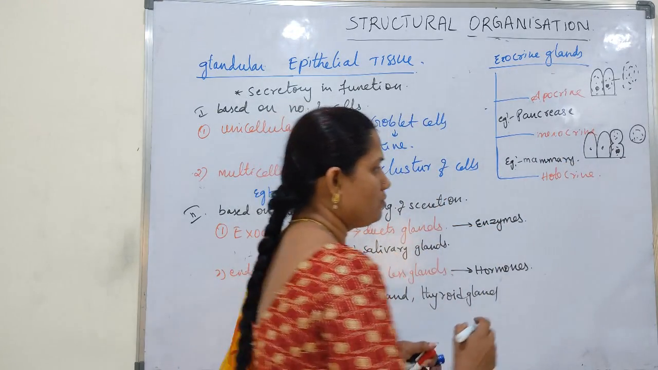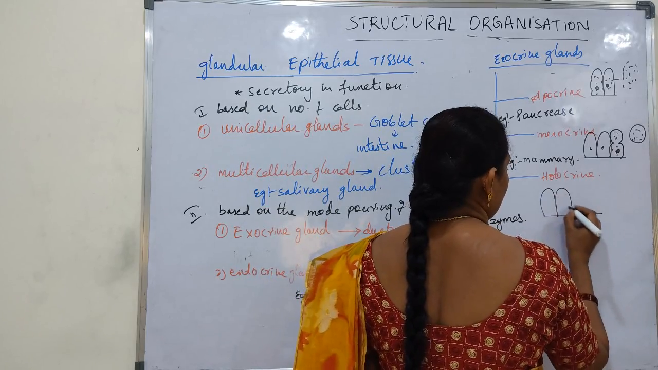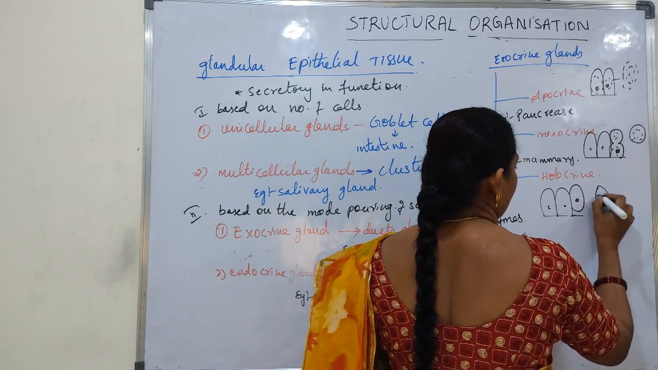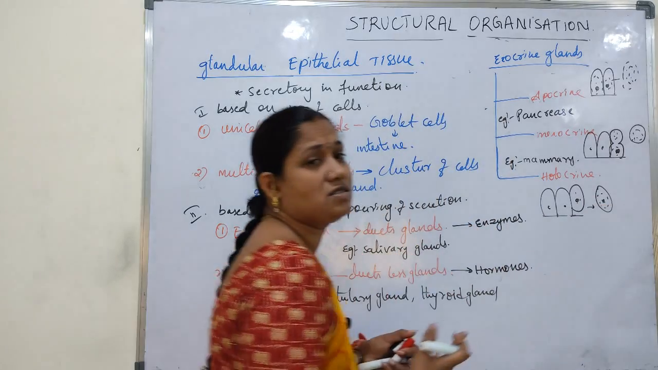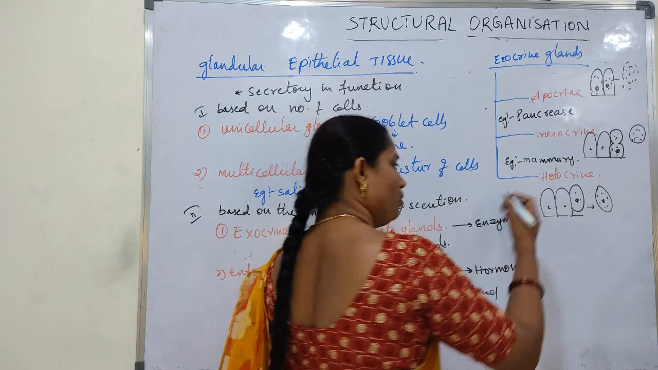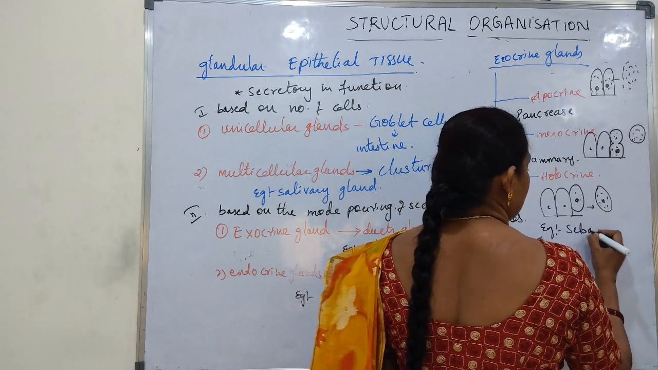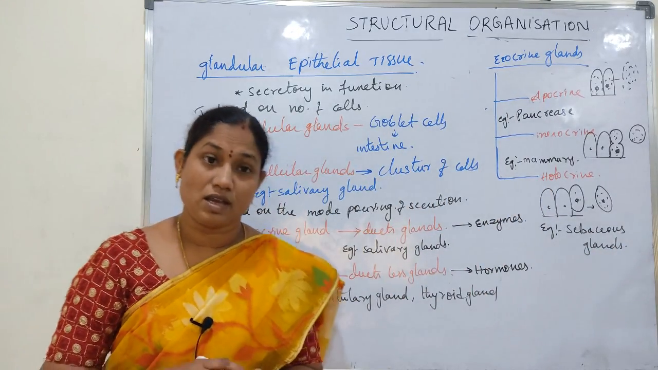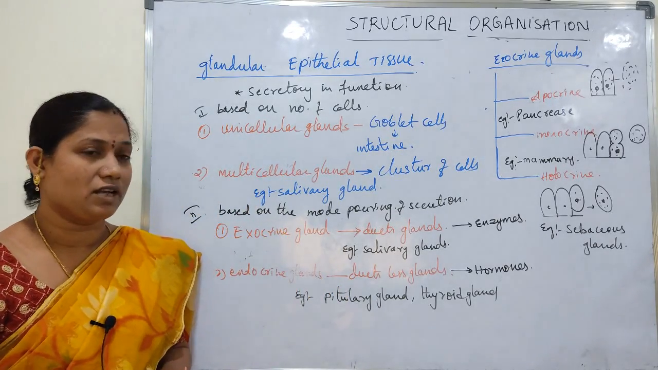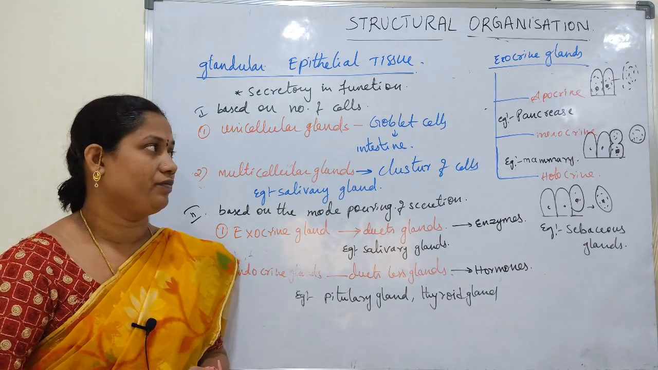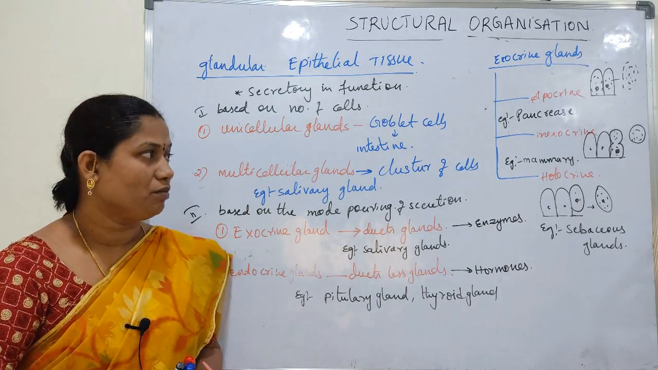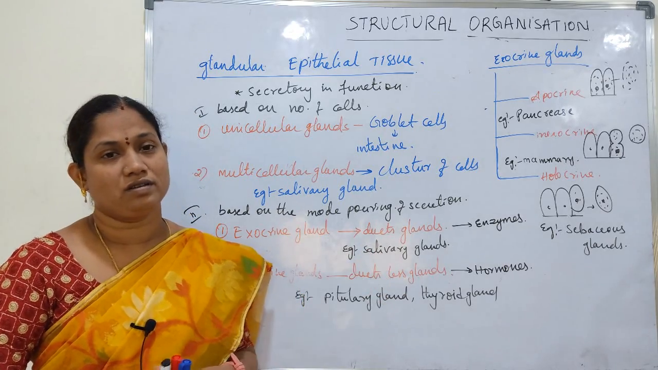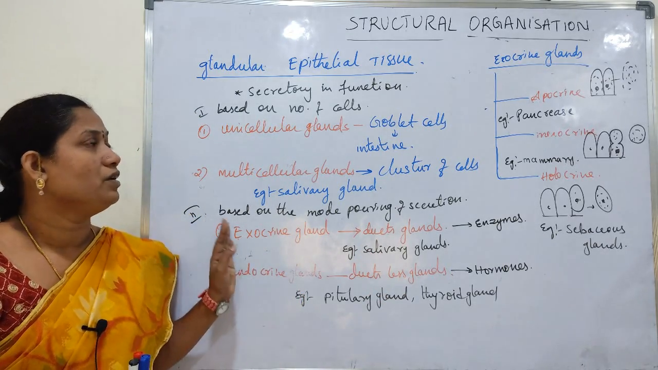Next, holocrine glands means the complete cell disintegrates with the secretion. The complete cell is released along with the secretion. That is called holocrine. Example, sebaceous glands. So these are the exocrine glands. Exocrine glands are of three types: apocrine, merocrine, holocrine. The pancreas is the example for apocrine, mammary glands are the example for merocrine, and sebaceous glands are the example for holocrine glands. Okay, so this is the glandular epithelial tissue.